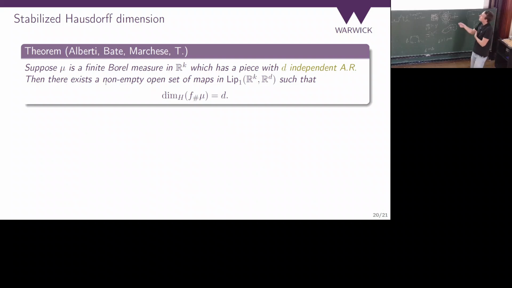And so what you get in R^n is this. If you have a finite Borel measure in R^k, which has a piece with d independent Alberti representations, and you look at maps into R^d, so this is the same d as here, then you will find a non-empty open set of maps which realize the maximal possible dimension, because we are going into R^k here. Now, because it is open and non-empty, its complement cannot be dense, which means it cannot be residual. So it is kind of a converse to the other statement.